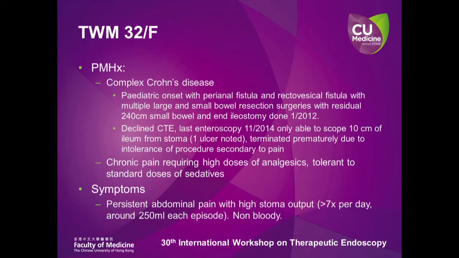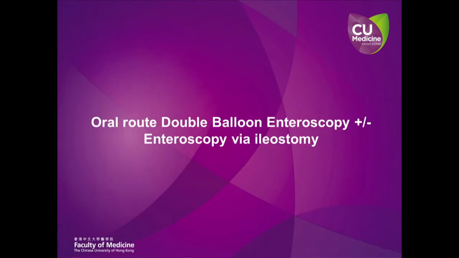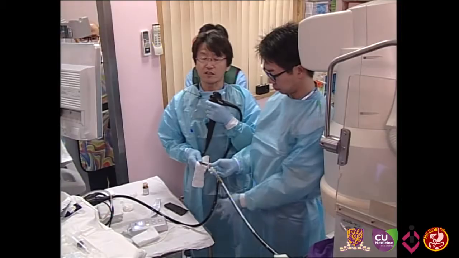And her symptoms are persistent abdominal pain with high stoma output, more than 7 times per day, around 250 mL each episode, but not bloody at all. So she will be having enteroscopy via ileostomy with a per-oral balloon enteroscopy.